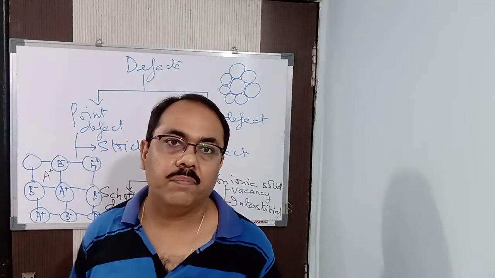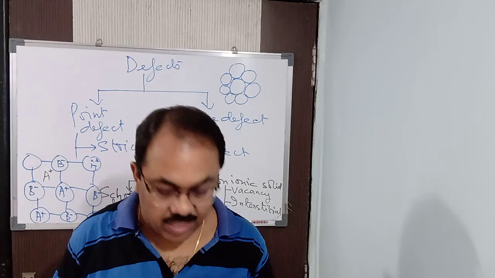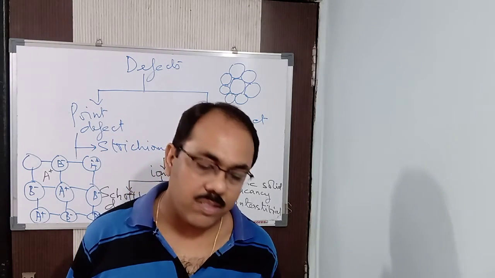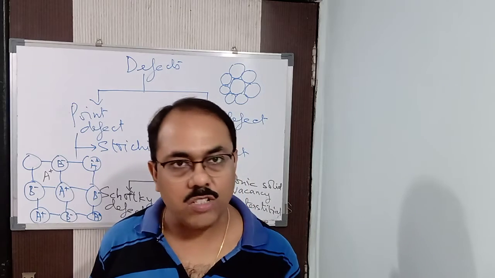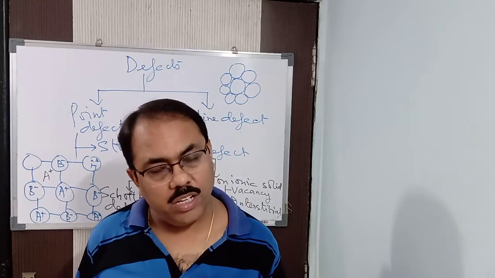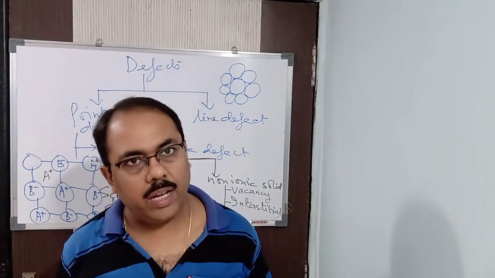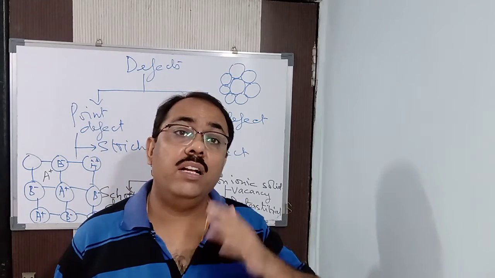So this type of defect is known as what? This is called Frenkel defect. Very simple, similar to interstitial defect. So what you find is that the electrical neutrality is maintained, as well as the stoichiometry of the solid. So this is known as Frenkel defect.